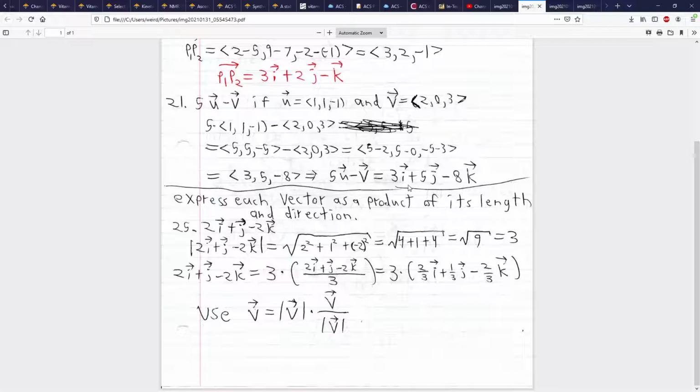So eventually we end up with exponents 3, 5, negative 8, which implies that 5u minus v is equal to 3i plus 5j minus 8k in that form. Next, expressing each vector as a product of its length and direction.